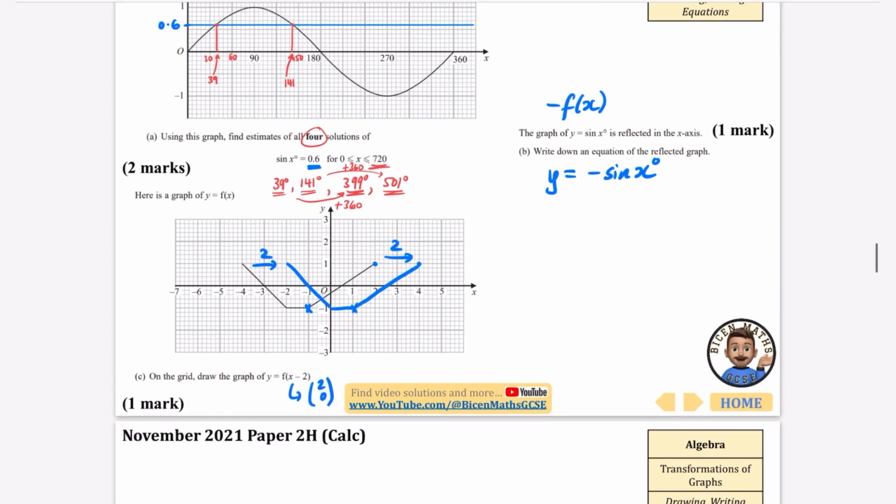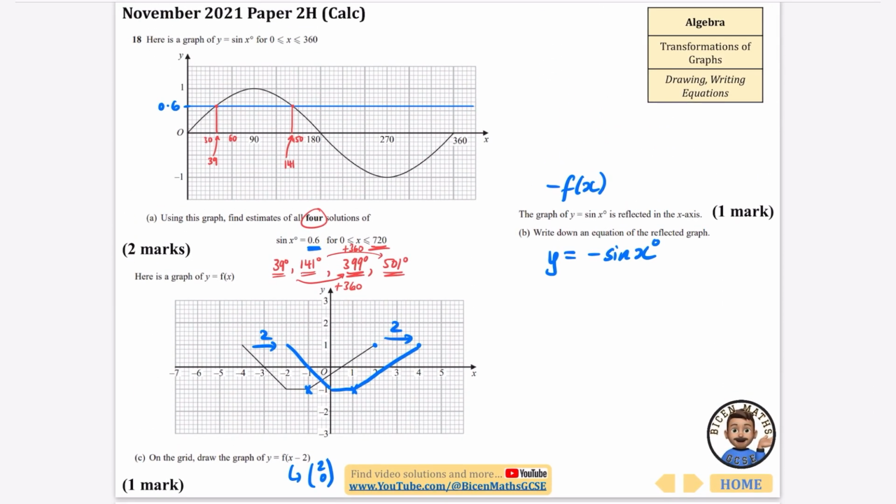You'll see that they do tend to offer an easy place to get marks if you just memorize what some of these things mean. And if you are planning on doing A-level, these do come up in A-level maths as well. So it's making sure that these are already memorized for you.